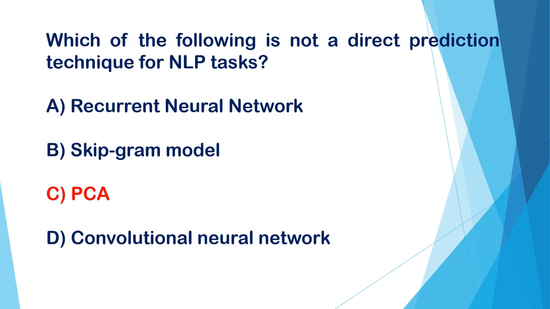Which of the following is not a direct prediction technique for NLP tasks? A. Recurrent neural network or RNN, B. Skip-gram model, C. PCA, D. Convolutional neural network, or we can say CNN. And the correct option is C.